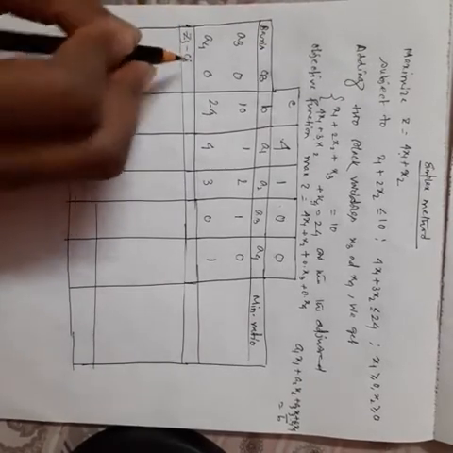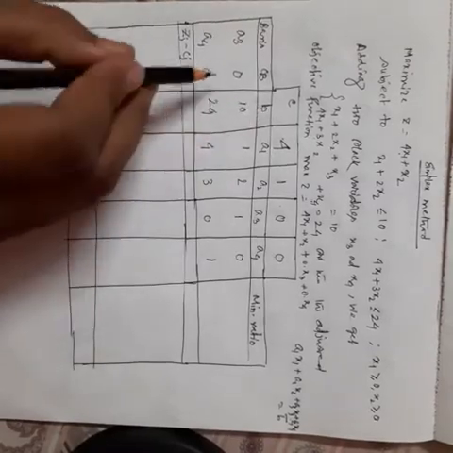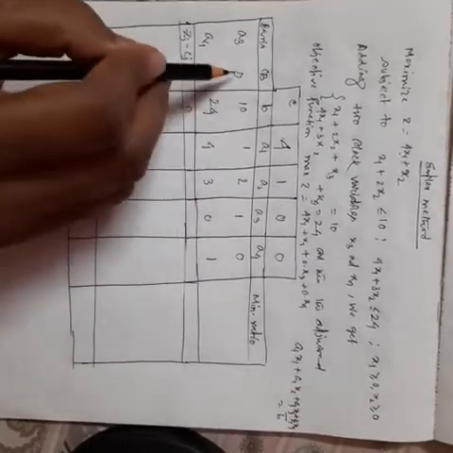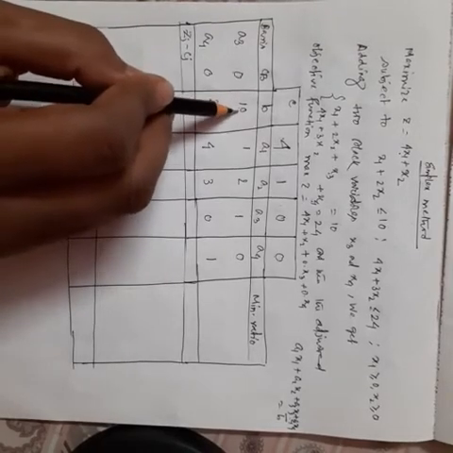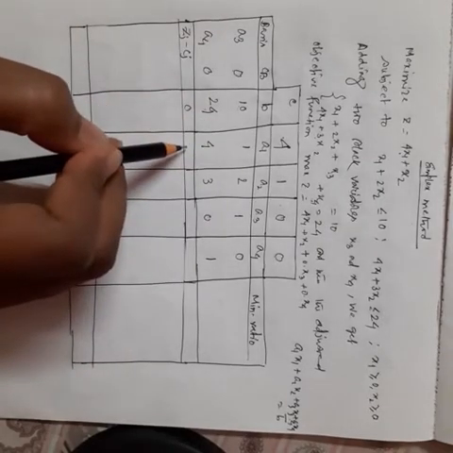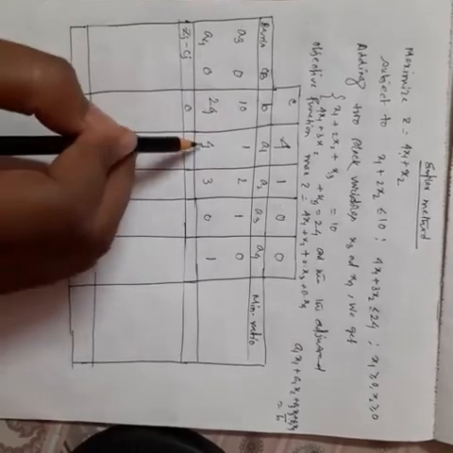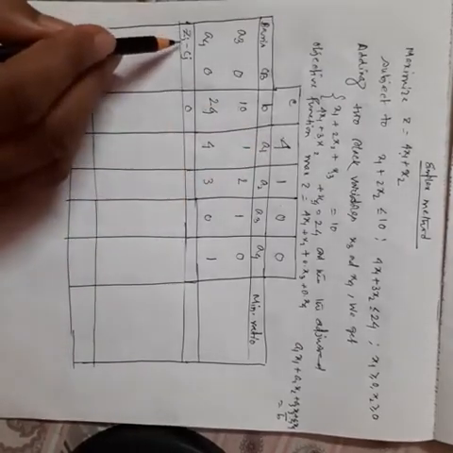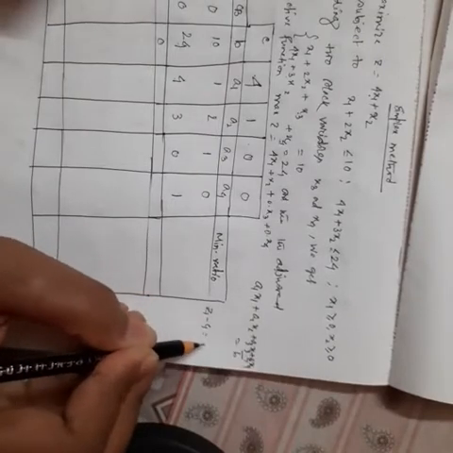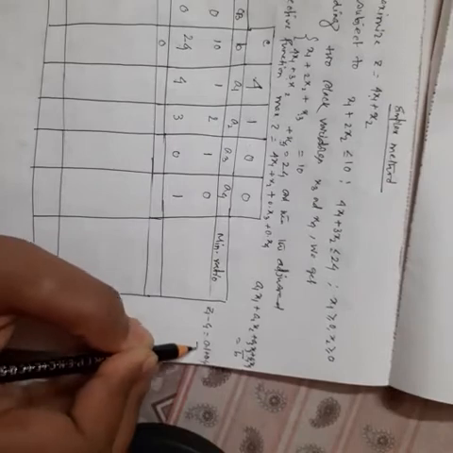Now we complete the row zj minus cj. How to calculate zj minus cj? For the b column, 0 into 10 plus 0 into 24, that means the coefficient of the basis times b. Now for this position, z1 minus c1 means 0 into 1 plus 0 into 4 minus c1, which is 4. So this is minus 4.